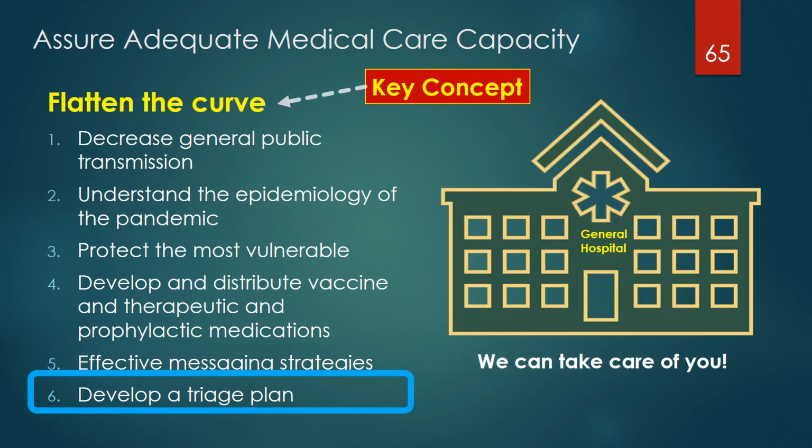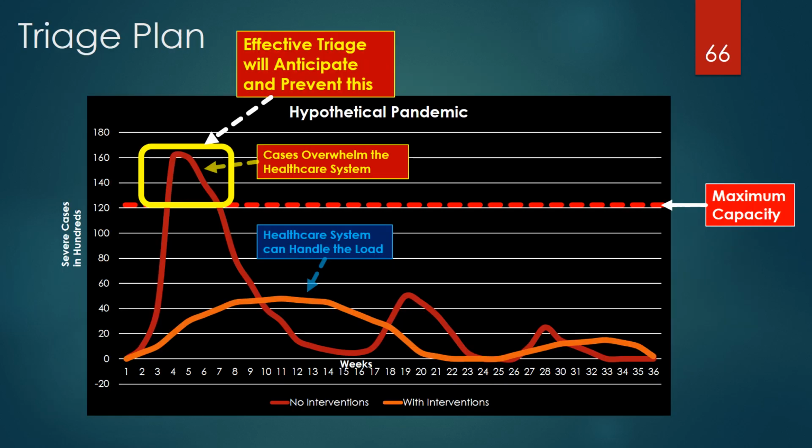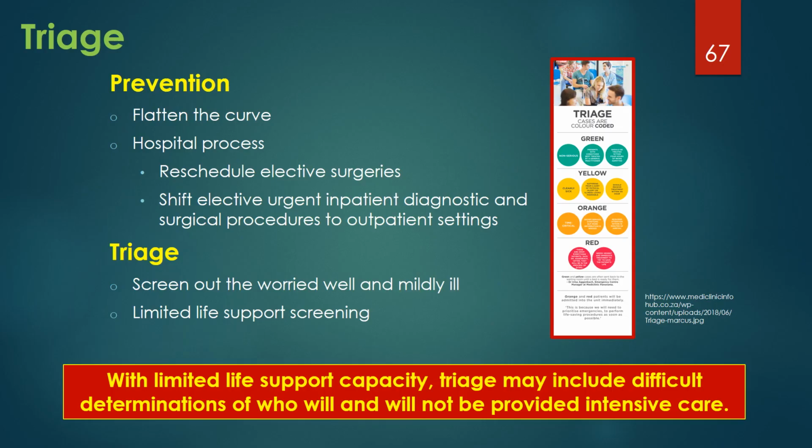Let's now briefly discuss developing a triage plan. Let's look at our pandemic graph again. Effective triage is meant to prevent our hospitals from being overwhelmed. Effectively flattening the curve and changing some hospital processes we previously discussed could both help prevent that situation. If that's inadequate, hospitals will need to anticipate when to implement a triage system to deal with patient care needs.